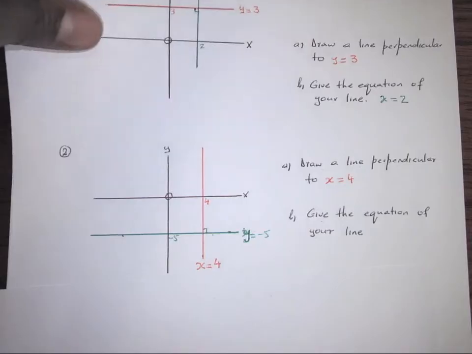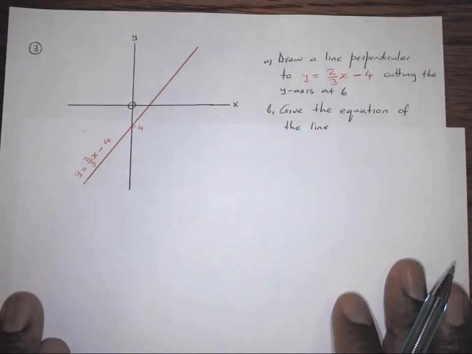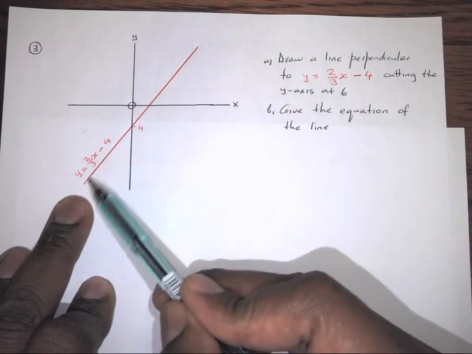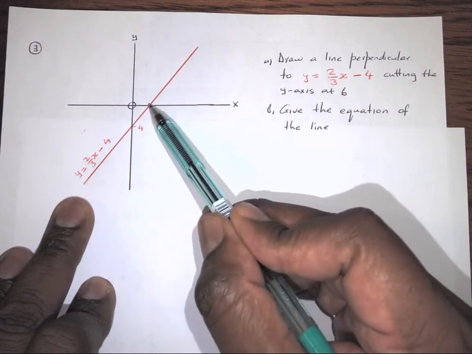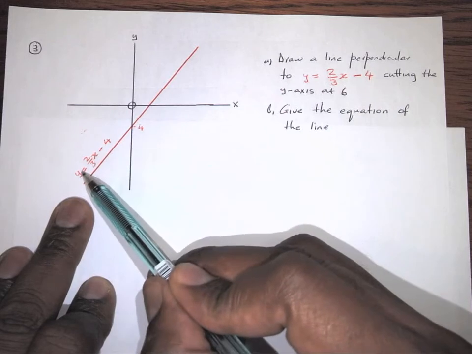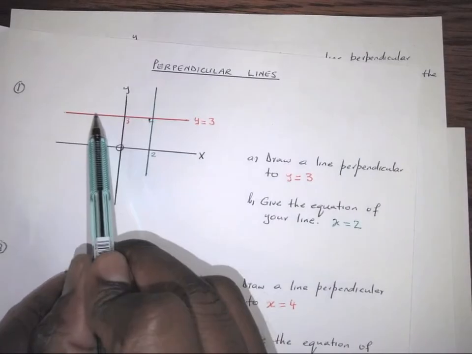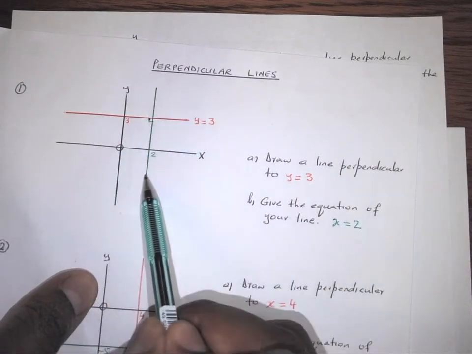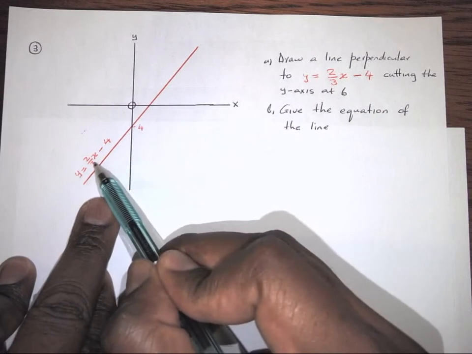Let's look at the next one. It's a nice one. You've drawn a line y equals 2 over 3 x minus 4. It goes like that. It cuts both the y-axis and the x-axis. So the equation has got the y and then x. Unlike the previous ones, when the red line was cutting the y-axis, there was only y. The green line cutting the x-axis is only x. In this case, it's cutting both the y and the x, so the equation has y and x.